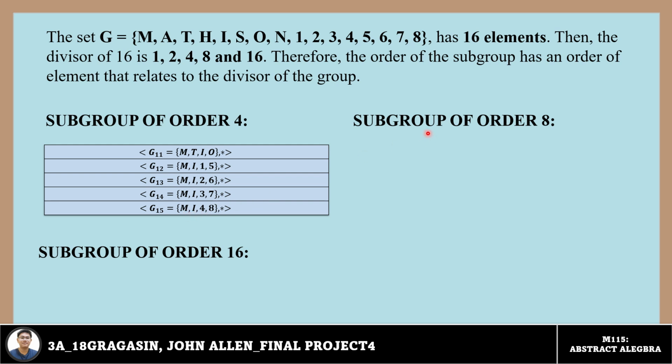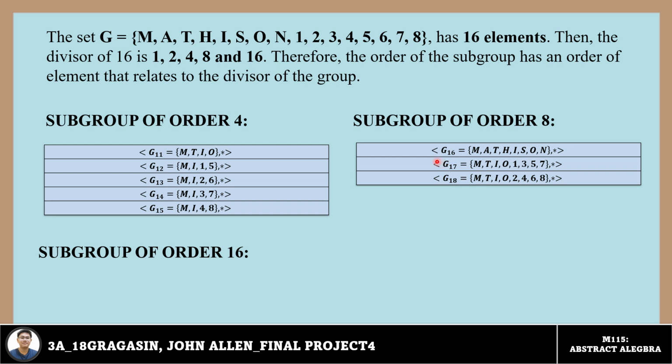Next is the subgroup of order 8, meaning these are the subgroups with the number of elements being 8. So these are the following subgroups. G sub 16 with the elements M, A, T, H, I, S, O, and N under the operation star.